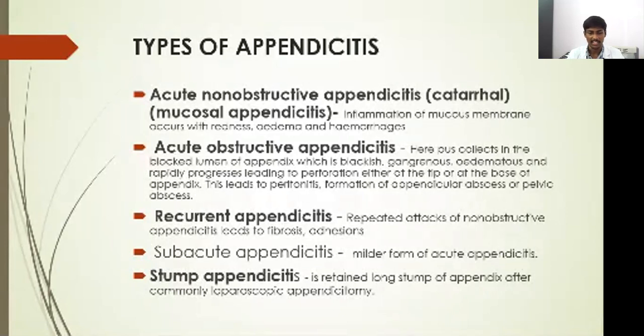Coming on to the next, recurrent appendicitis: repeated attacks of non-obstructive appendicitis. This may lead to fibrosis and formation of adhesions. And subacute appendicitis: mostly we encounter cases of subacute appendicitis in our OPD basis, where it's not a severe form of appendicitis. It does not look like the clinical picture of acute appendicitis, but it's a milder form of acute appendicitis. Stump appendicitis is nothing but a retained long stump of the appendix after a commonly attempted laparoscopic appendicectomy.